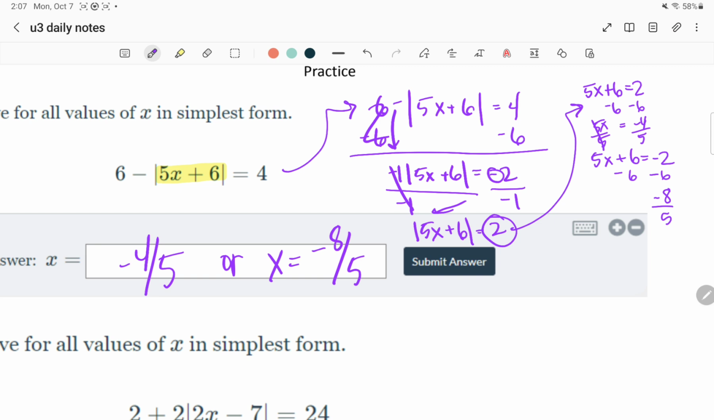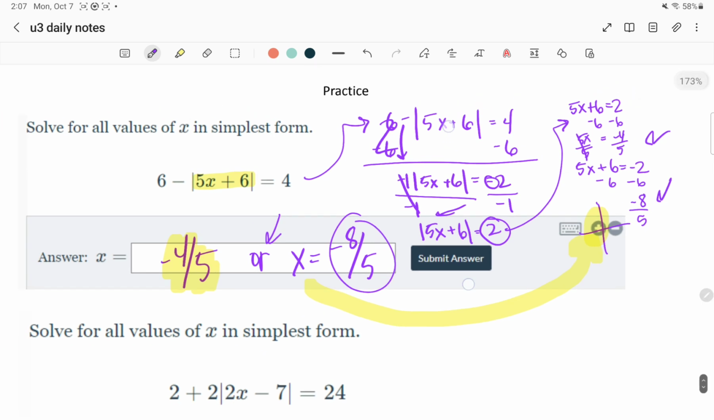Be right back. Okay, there's my work. I got negative 4/5 or x equals negative 8/5. Notice I just wrote or. This is not how it'll go into Delta Math. Please watch where I go. That plus button. That's how you're going to add answers into Delta Math. So you want this one, you want to hit plus, and then you want to write that one. Okay, so that is how you'll get both answers into Delta Math.